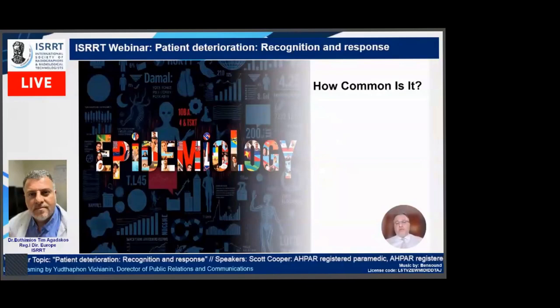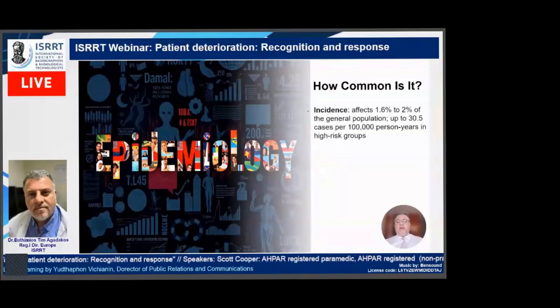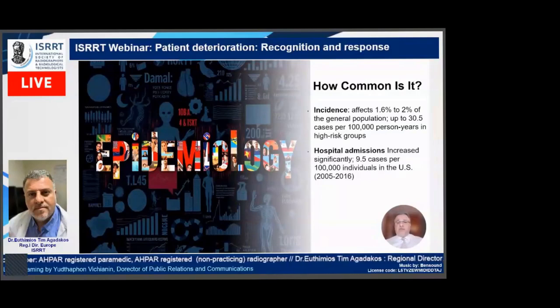Now, let's look at the epidemiology. It currently affects about 1.6 to 2% of the general population, with incidence rates reaching up to 30.5 cases per 100,000 person years in higher risk groups, such as children. Hospital admissions have significantly increased, reaching approximately 9.5 cases per 100,000 individuals between 2005 and 2016 in the US.